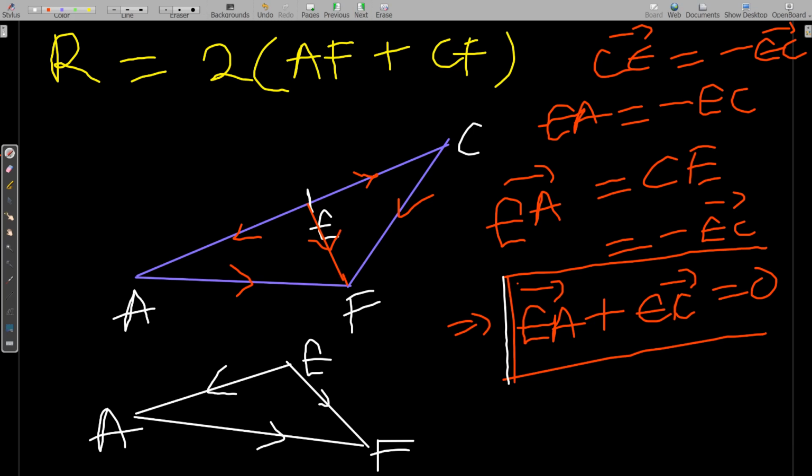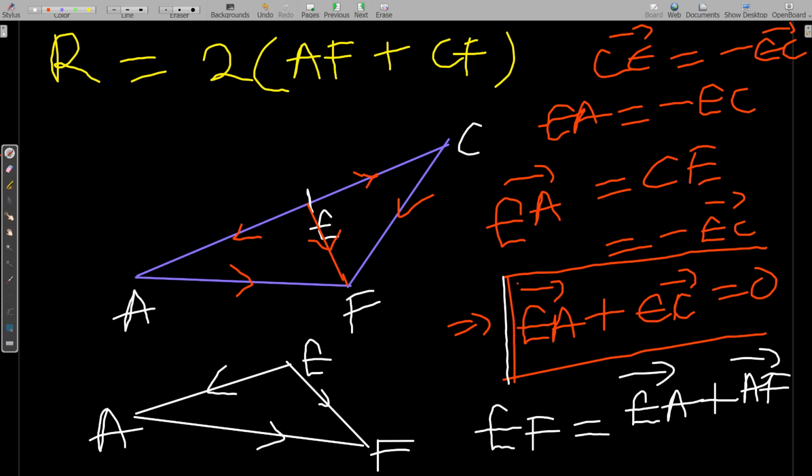And from this diagram, you can realize that EF is actually equal to EA plus AF. As our first equation, you should keep. Okay, EA plus AF. Now let's consider the other diagram. Let's consider this triangle.